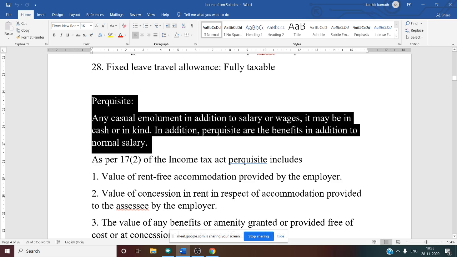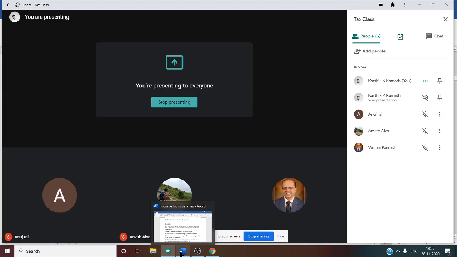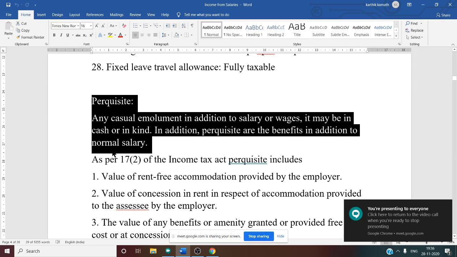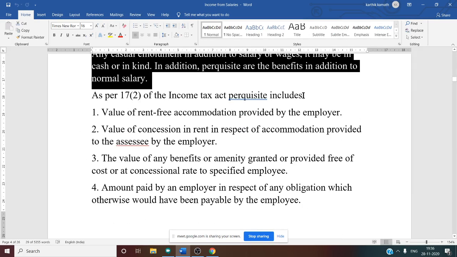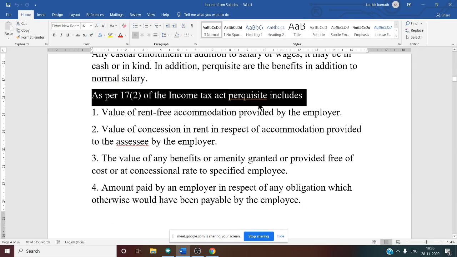Yes, so we are discussing perquisite. It may be cash or in kind, but generally it is in kind. Suppose any house is given by the employer to the employee, in that case it becomes a perquisite. Suppose a laptop is given by the employer to the employee, again it is a perquisite. Anything in addition to the salary is a perquisite. Suppose furniture is provided by the employer to the employee, in that case also it becomes a perquisite. As per Section 17(2) of the Income Tax Act, perquisite includes the following.